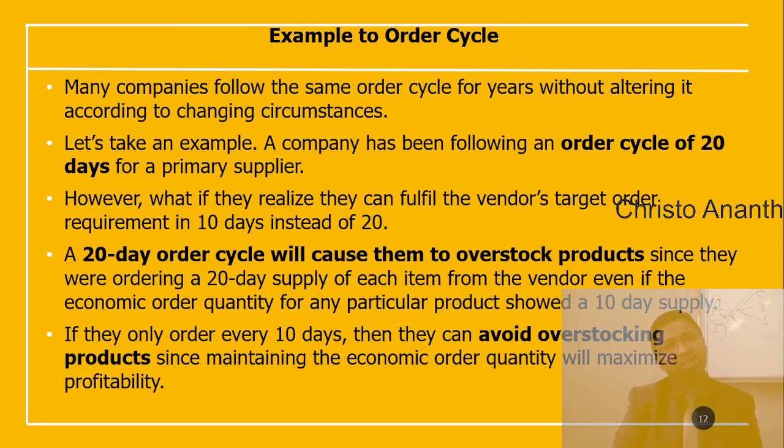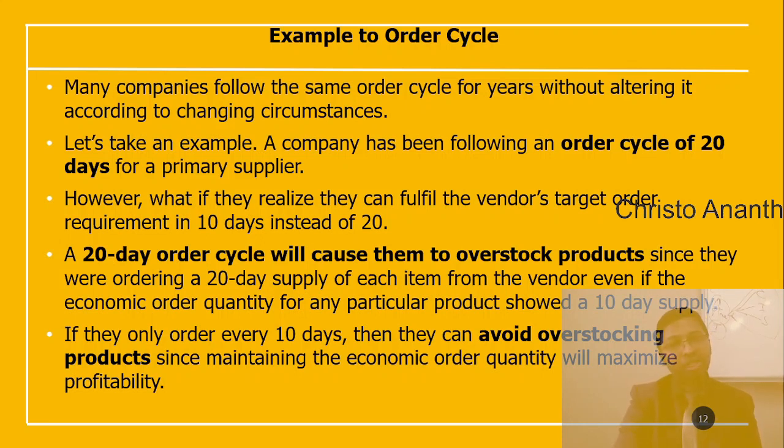Even if we follow the same order cycle for years without altering it according to changing circumstances, let us take an example. A company has been following an order cycle of 20 days, especially for a primary supplier. What if they realize that they can fulfill the vendor's target order requirement in maybe 10 days instead of 20 days?